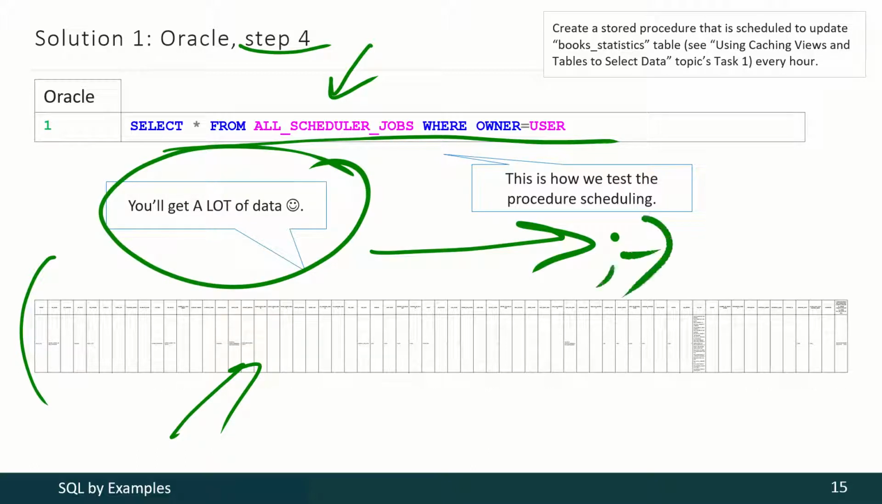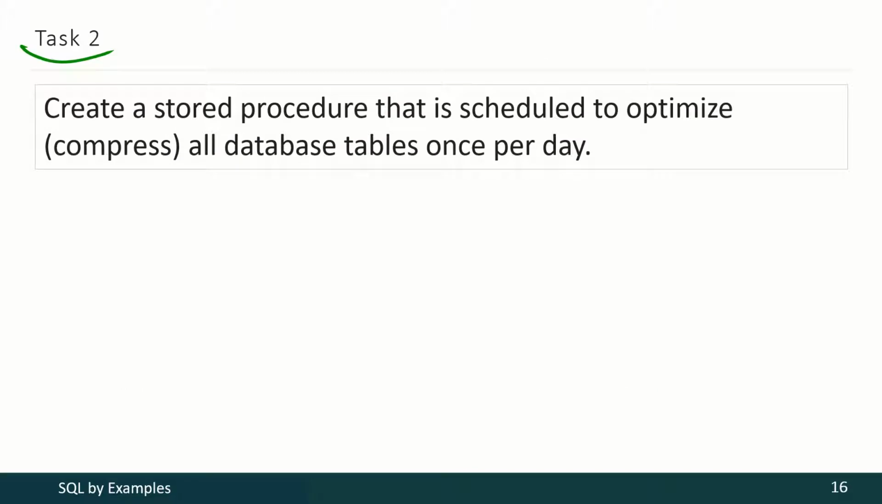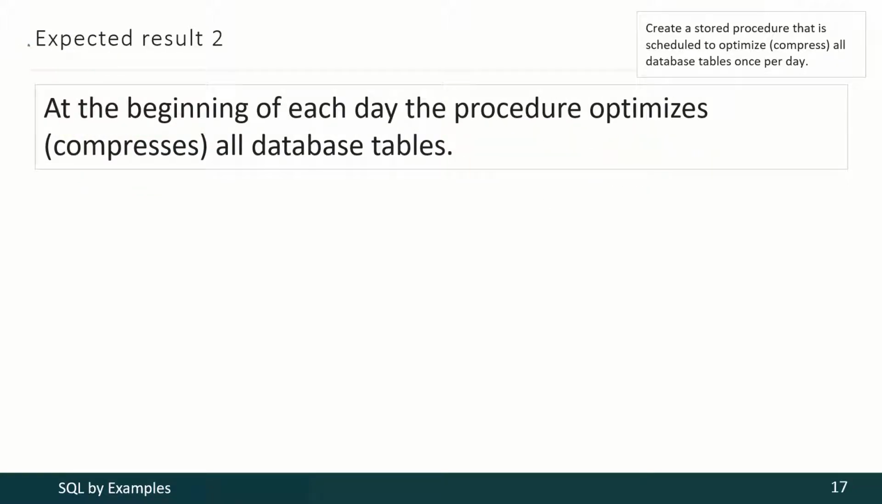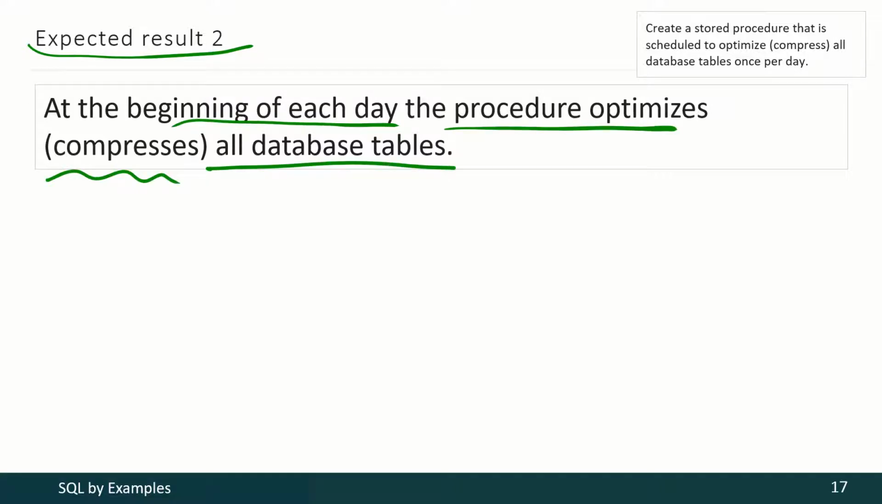In the second task we have to create a stored procedure that is scheduled to optimize or compress all database tables once per day. Obviously, the expected result is that each day the procedure optimizes or compresses all database tables.